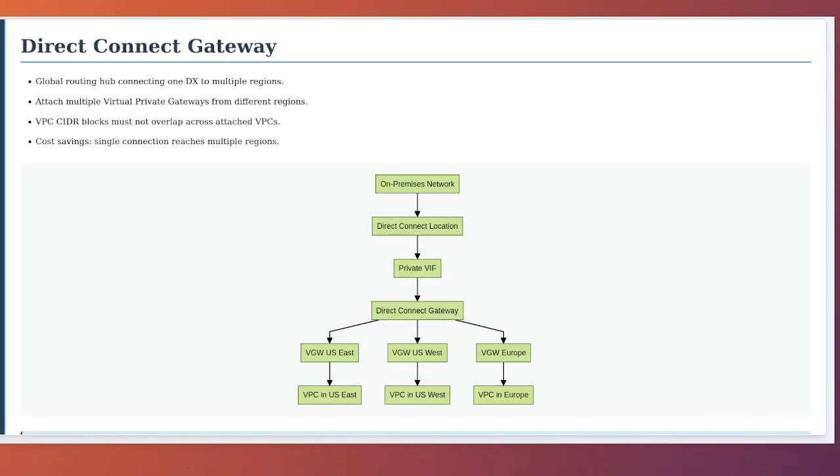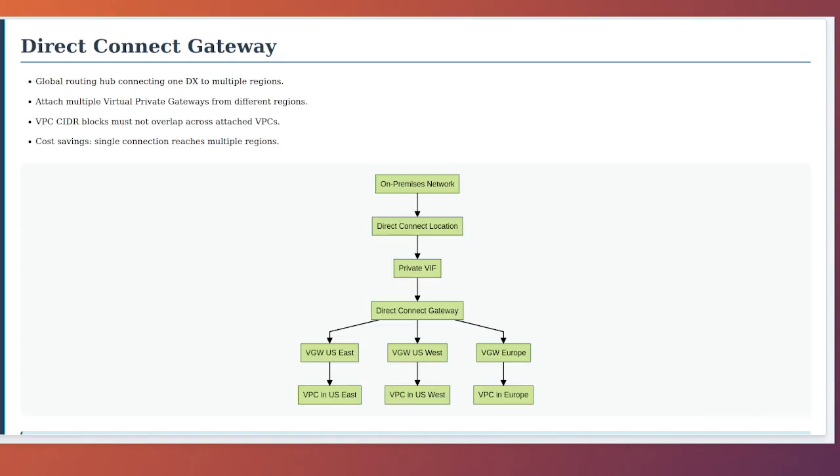There are some important constraints to understand. First, the VPC CIDR blocks across all attached VPCs must not overlap. If you have a VPC in US East using 10.0.0.0/16, and a VPC in Europe also using 10.0.0.0/16, you cannot attach both to the same Direct Connect gateway, because the gateway would not know how to route traffic between these overlapping address spaces.